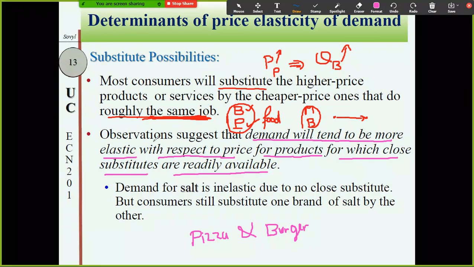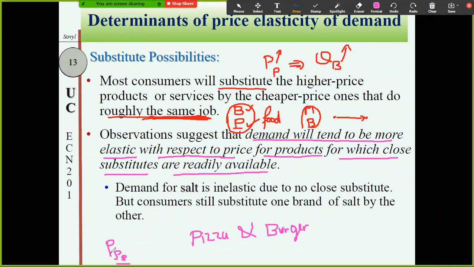In this case, observation suggests that demand will tend to be more elastic. It changes too much with respect to the price for products for which close substitutes are readily available. That means you can find it easily. For example, the price of pizza per slice. Normally we talk about a slice, not the whole pizza, because you cannot compare the whole pizza with one burger. The whole pizza must be more expensive than a burger. But one slice may be a similar price to one burger, not one set of burger.